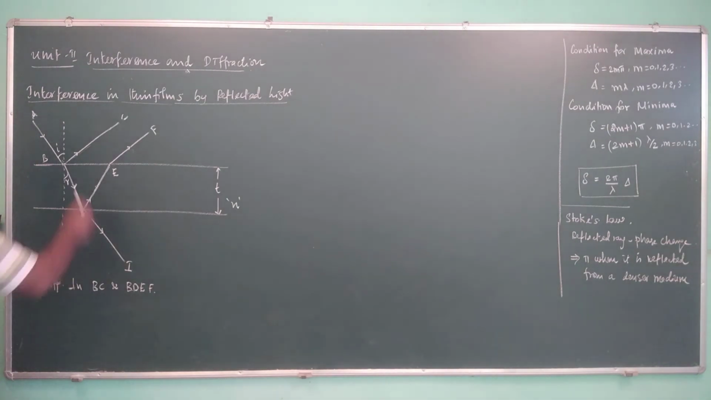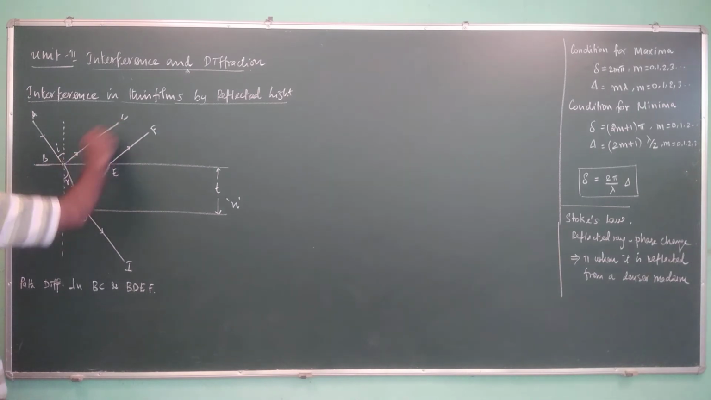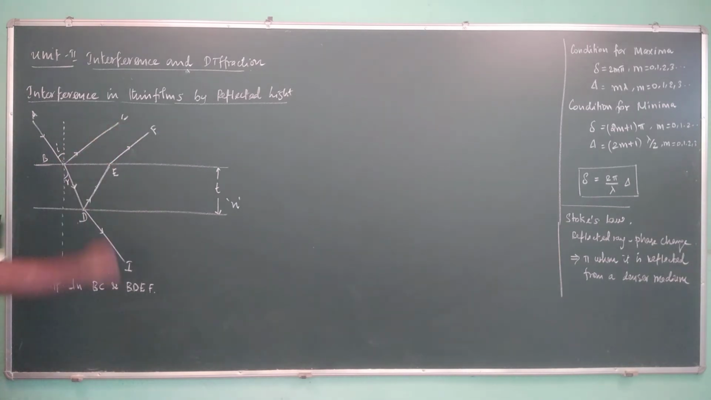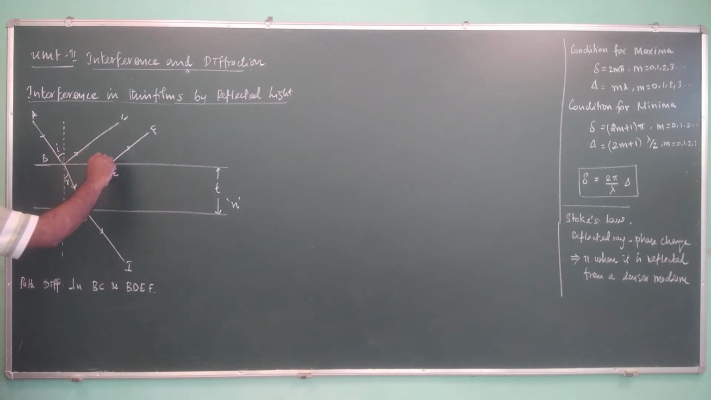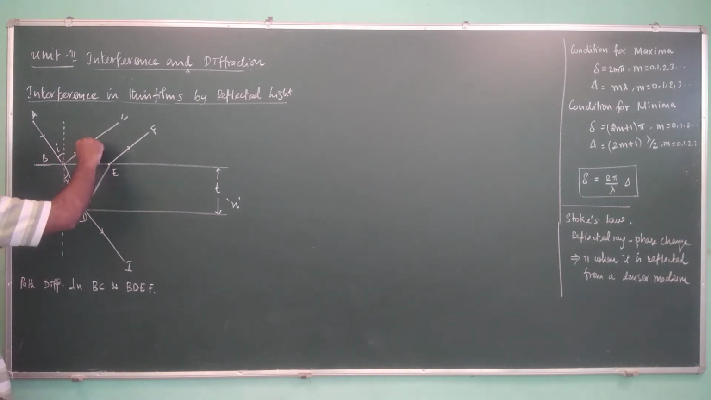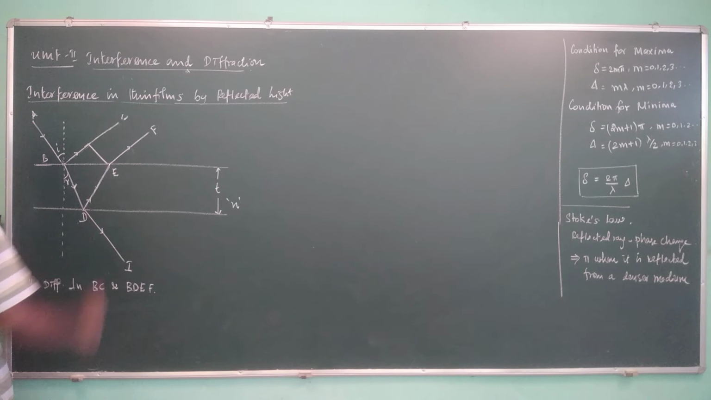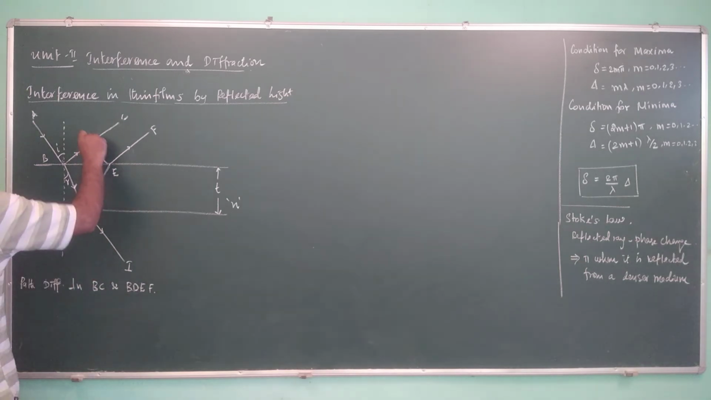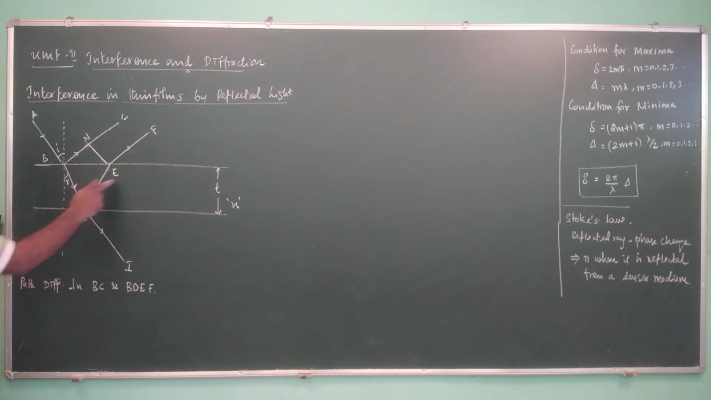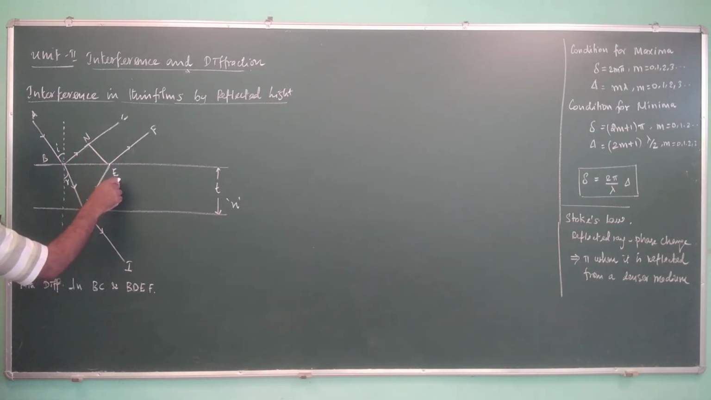Now for this purpose, let's draw two perpendiculars. Let's draw one perpendicular to BC in such a way that the perpendicular meets the point E. So this is one perpendicular, let's say NE. So this EN is one perpendicular, and another one is perpendicular to DE.